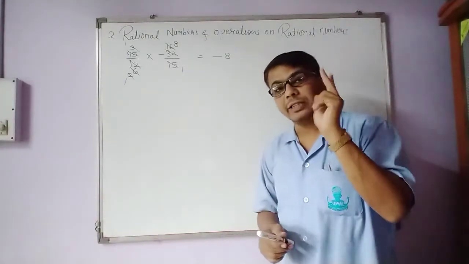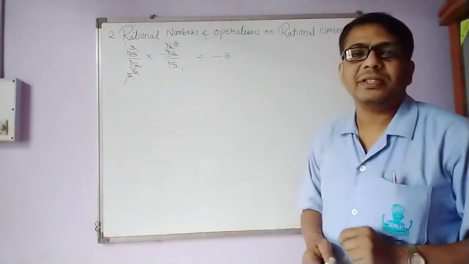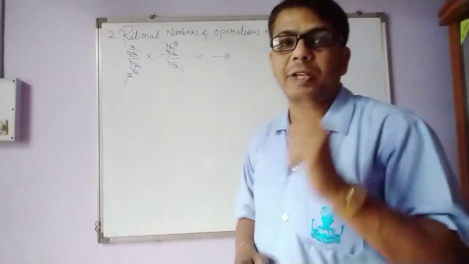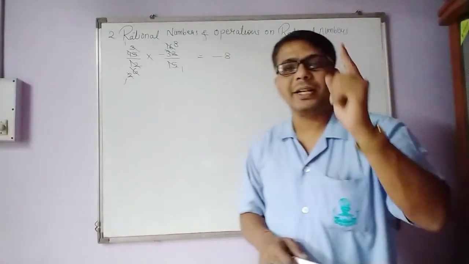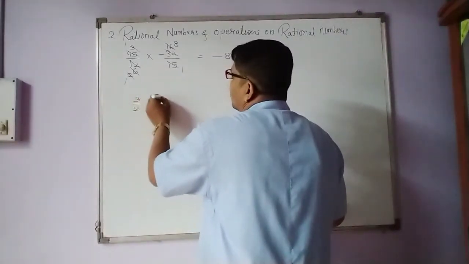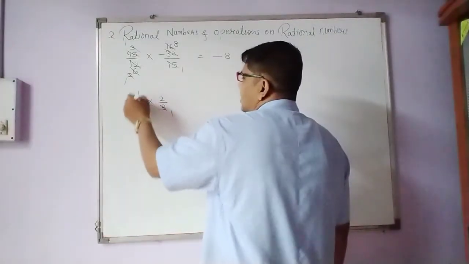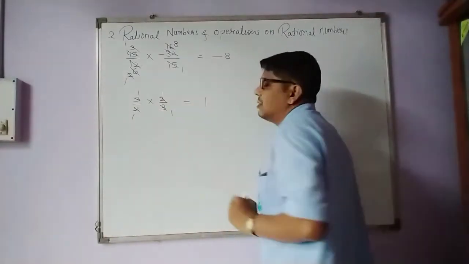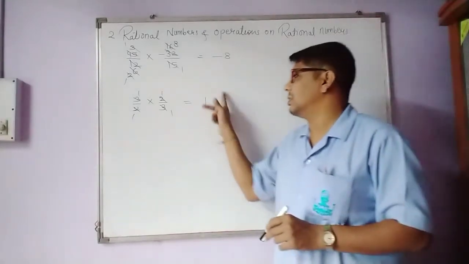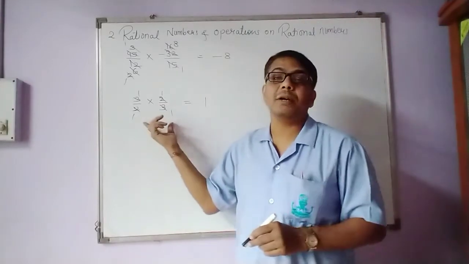And if the product of two rational numbers is 1, then the two rational numbers are said to be multiplicative inverse of each other. What are they called? Multiplicative inverse of each other. For example, 3 upon 2 into 2 upon 3. Right? So 3 ones are 3, 2 ones are 2. So what do I get? Answer 1. So they are multiplicative inverse of each other, because the product I got is 1.